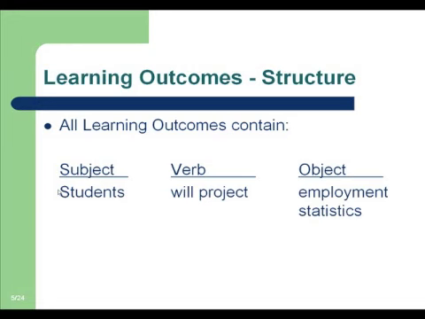The subject is always the students, or you could use the learners, but it's the people that we're expecting to learn that are the subject of the sentence. So that's easy. We don't ever have to worry about that again. We just always use students when we're writing a learning outcome.